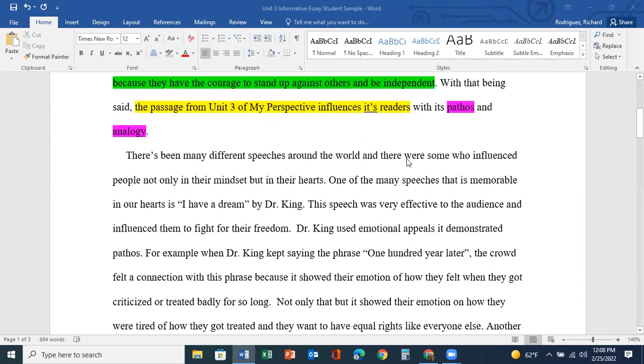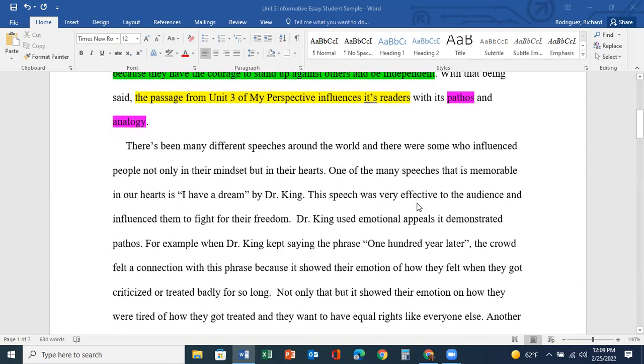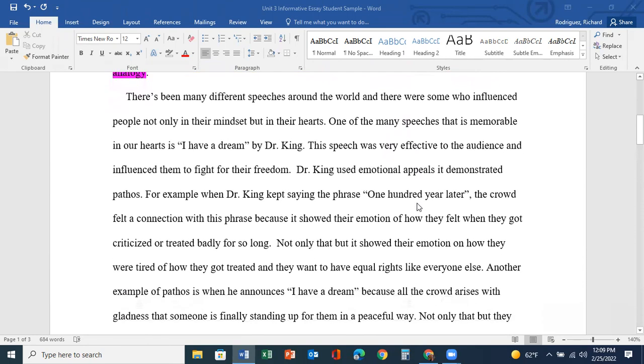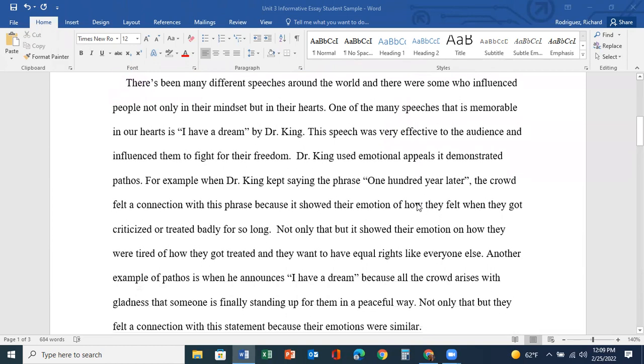I want to look at pathos. That's going to be our first conversation. How Unit 3 reads influence the readers because of its pathos. Again, this is a 9th grade sample. And let's check this out.